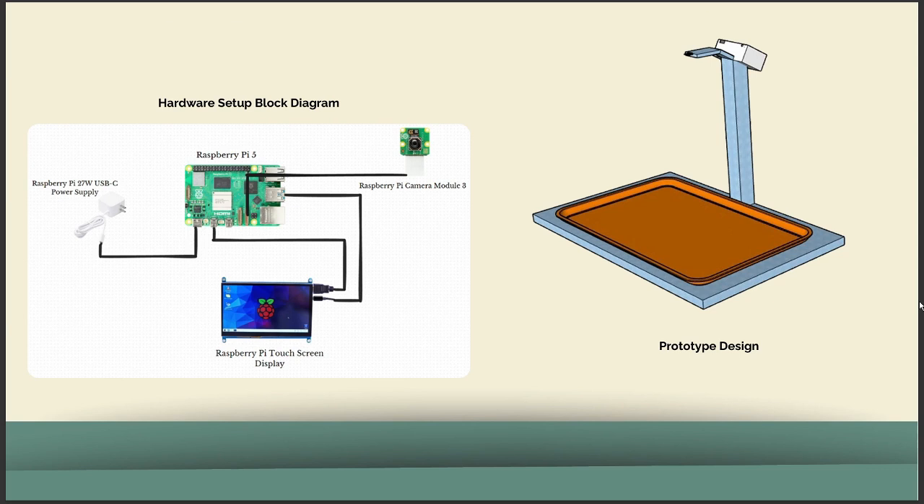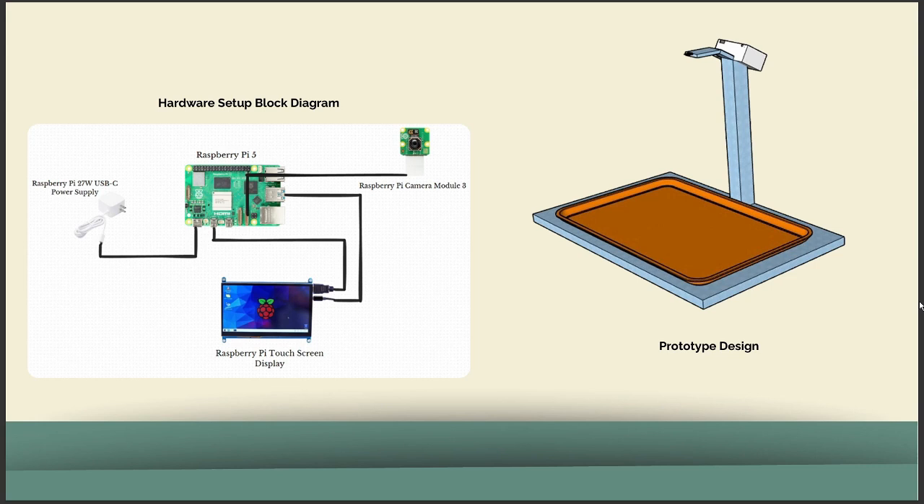Next is the hardware setup block diagram. This system consists of a Raspberry Pi 5 connected to a Raspberry Pi Camera Module 3 and a Raspberry Pi touchscreen display, powered by a 27 watts USB-C power supply.